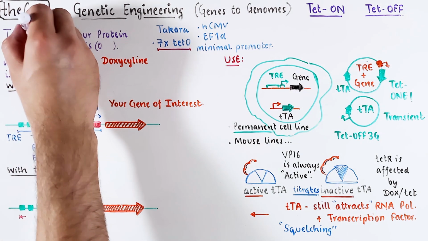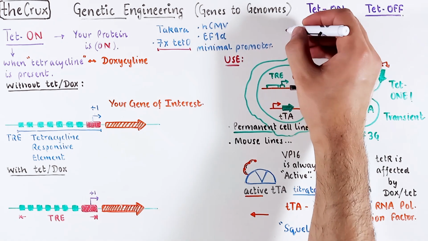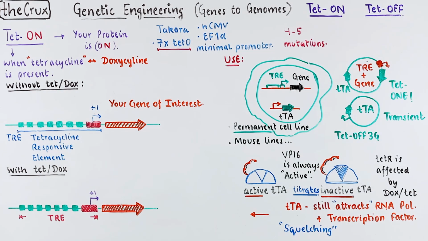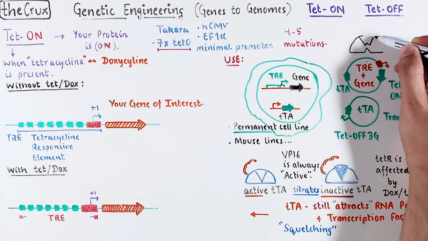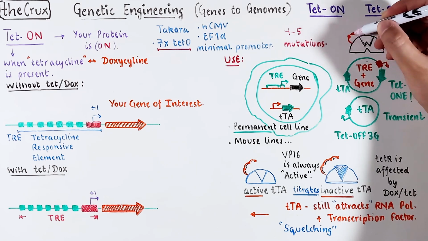The counterpart to tet-OFF is tet-ON. When tetracycline is present, your protein is on. However, the Tet-ON does not use the same tTA as we have discussed so far. Back in the late 90s, the TET repressor was mutagenized, and a few repressor variants with 4 to 5 mutations in its binding domain were discovered.